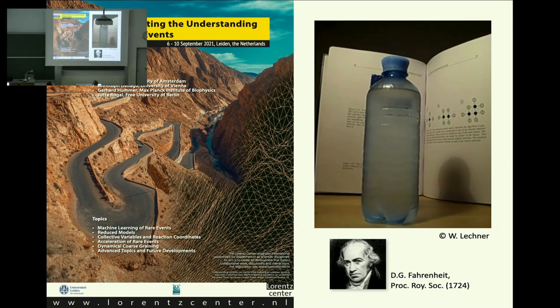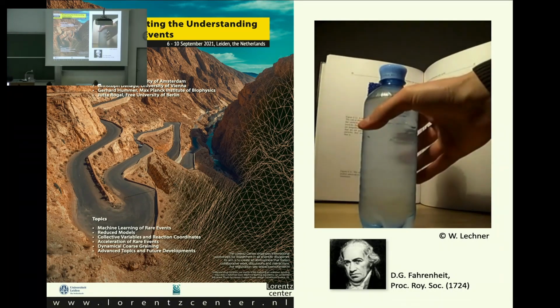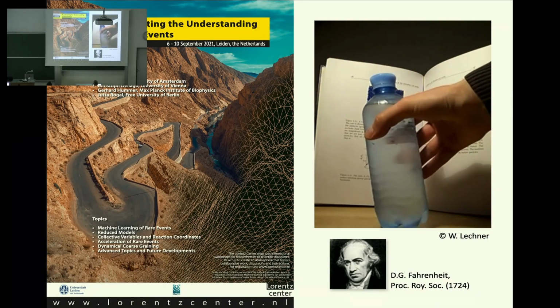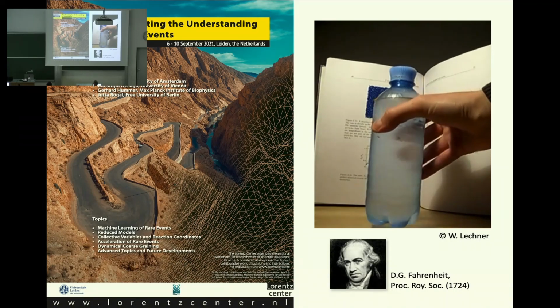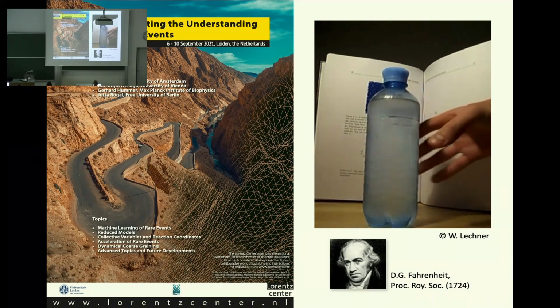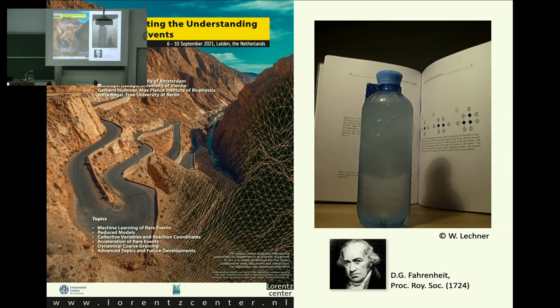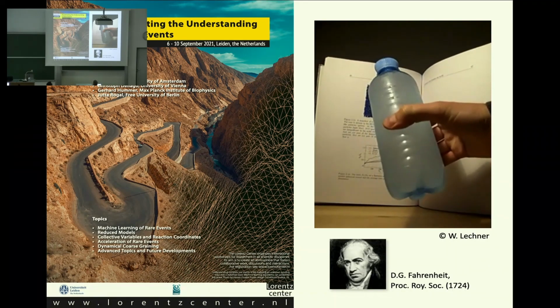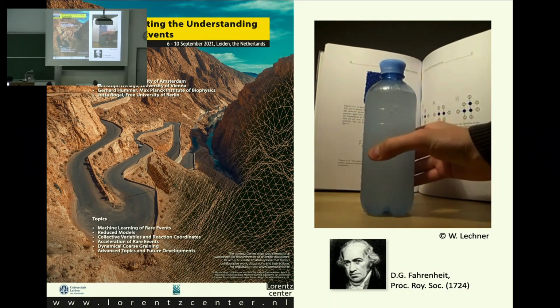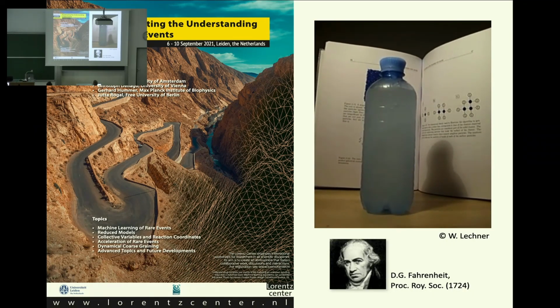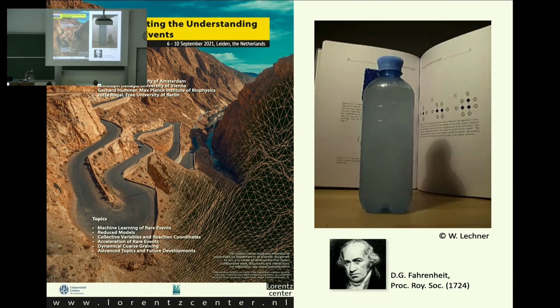For instance, look at this movie here that a student of mine made quite some time ago. This is a bottle filled with water, and this water is below 0 degrees Celsius, so it's supercooled water. Why doesn't it freeze? Well, in order to freeze, it would have to form a nucleus, and that costs free energy, so there is a barrier, and that's why it takes so long. Only if you shake it, something happens. Actually, this is something that was discovered by Daniel Fahrenheit 300 years ago.